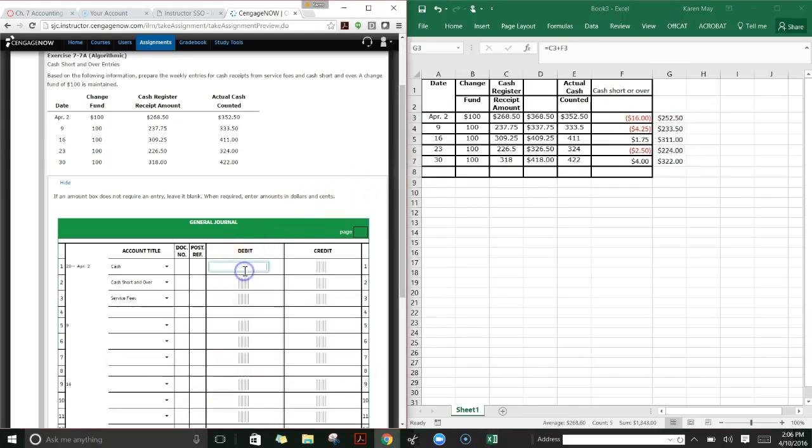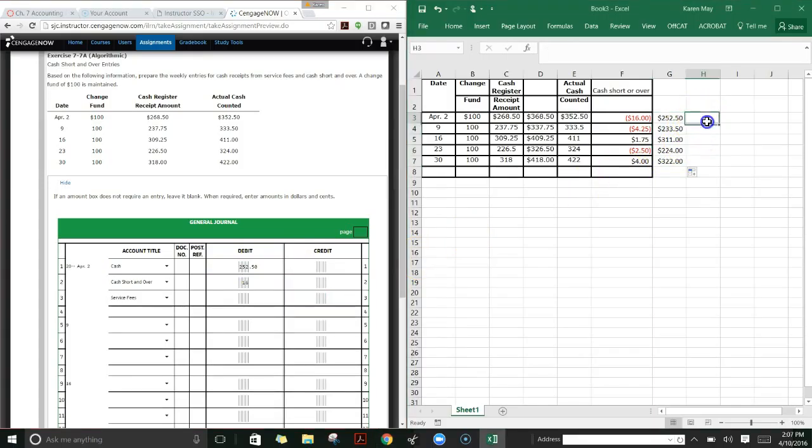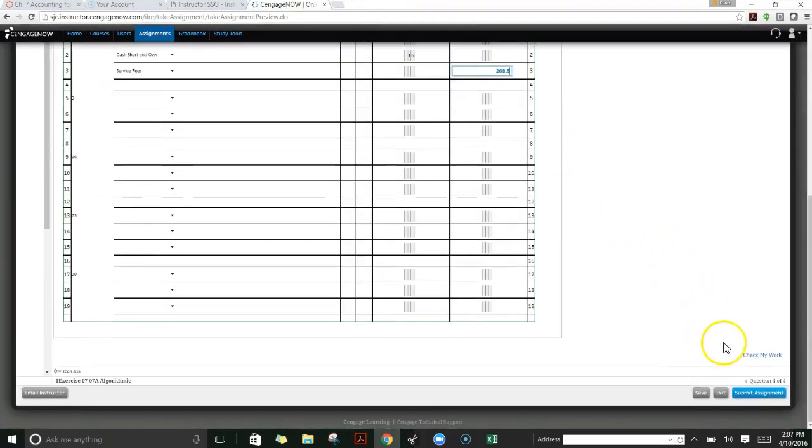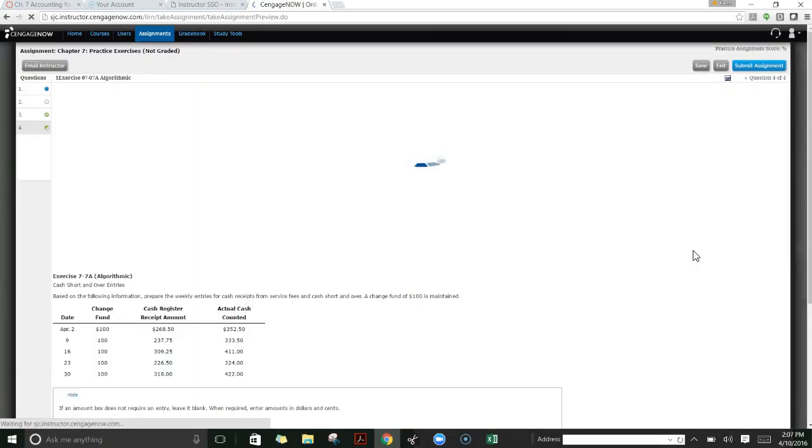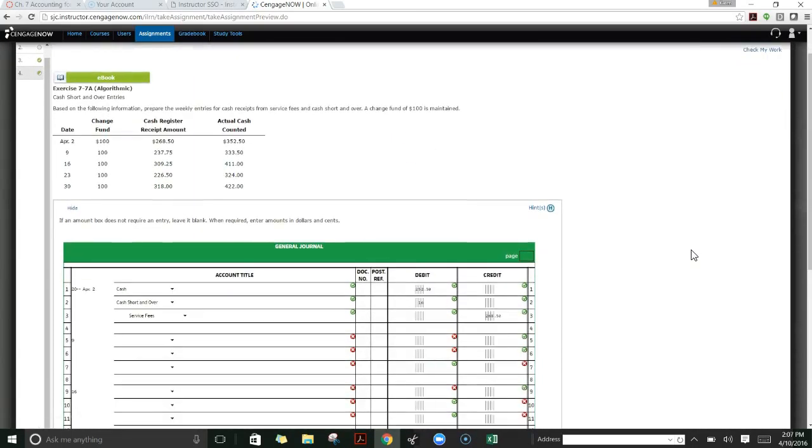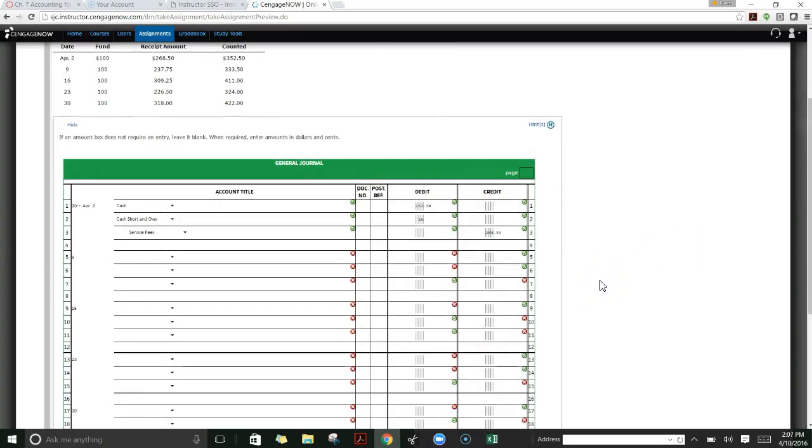So $252.50, and this one's $16, and of course your credit has to equal that, so it's $252.50 plus the $16, $268.50. Now keep in mind that you can click on check your work after doing just one to see if you're on the right track and see if that was accurate, and it was. Of course it'll mark everything else wrong, but that's fine, because you can always check it again. So that was accurate.